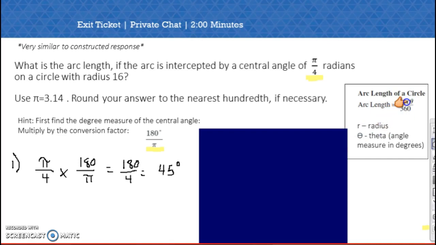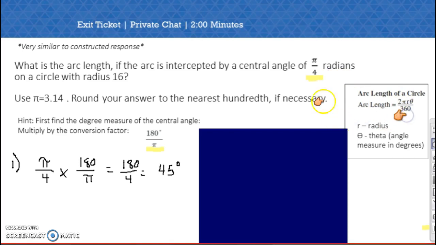So r is the radius of the circle. We've been given the radius of the circle. Theta is the angle measured in degrees, so the central angle measured in degrees. So first we're going to have to find, we were given the central angle measured in radians. So we're going to first have to change this to degrees, then we can plug it into this formula to find our arc length.